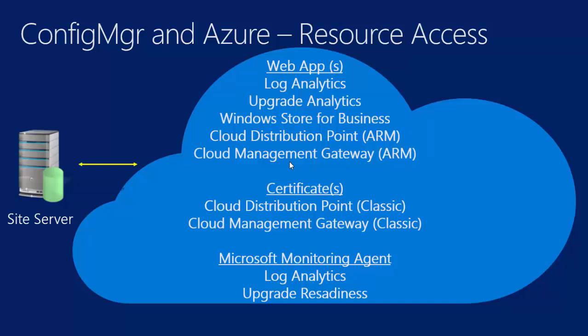There's also certain pieces, Cloud Distribution Point Classic and Cloud Management Gateway Classic, that will leverage certificates to support communication between on-prem and Azure, and on we go. And then Log Analytics and Upgrade Readiness will use the Microsoft Monitoring Agent installed on Config Manager to communicate back and forth with certain components in Azure. Again, you'll see all of these as we set them up.